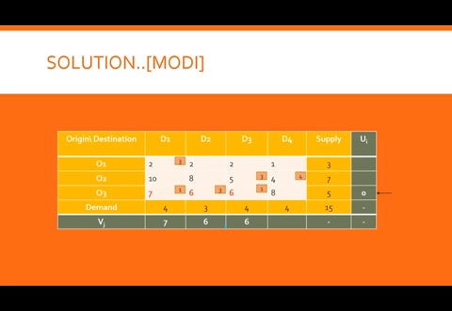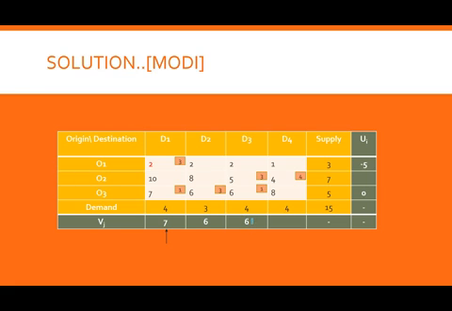6 minus 0, 6. 6 minus 0, 6. 3 Vj values are computed. Now consider this first Vj as a reference. When I take this first Vj as reference, 2 becomes the reference point. So 2 minus 7 is minus 5. This minus 5 cannot be used as reference because I have only one allocation here. This I have already used. This cannot be used because there is only one allocation.